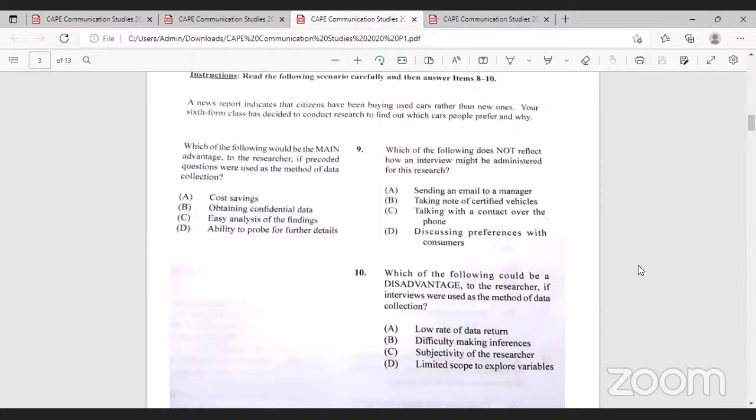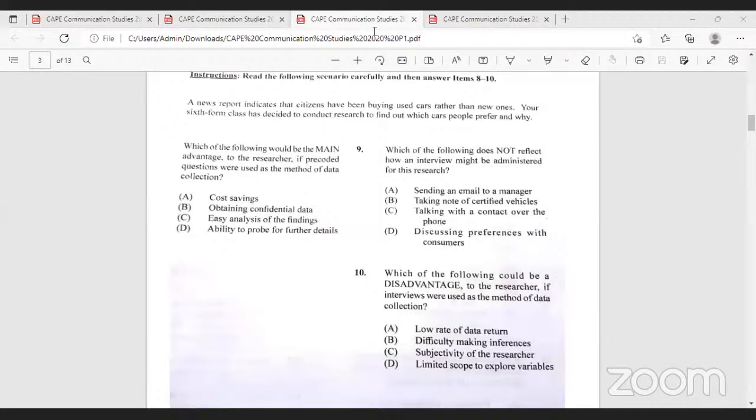8. What do you think is the answer? I already have what I think the answer is. More answers? Yeah, so the answer is C, easy analysis of findings, right? You just have preset questions rather than open-ended questions. It allows you to collate the data more efficiently.